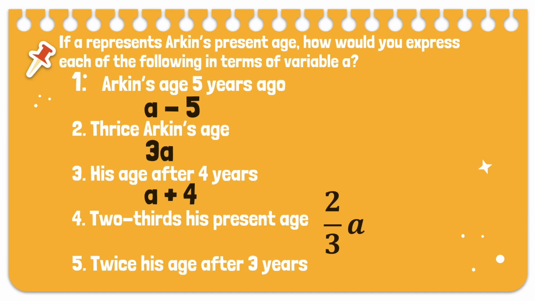Number 5, twice his age after 3 years. So, doble yung age niya after ng 3 years. So, twice. Ang age niya after 3 years ay A plus 3. So, dodoblehin natin yon. So, kaya naging 2A plus 3.